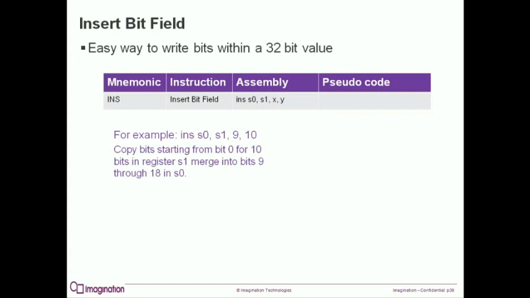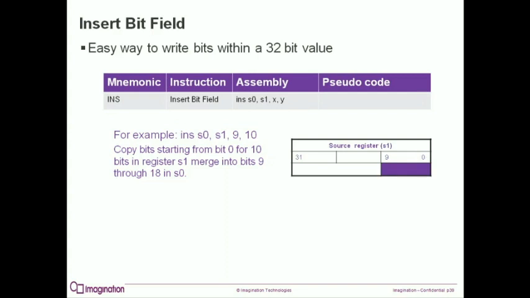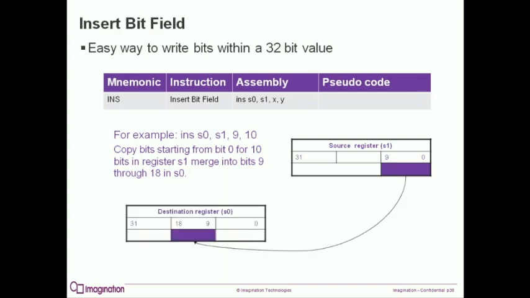So a merge of 10 bits into register S0 from register S1 starting at bit 9 has the assembly code of INS, S0, S1, 9, and 10. This would start a copy from bit 0 of register S1 to bit 9 in register S0 for 10 bits. The remaining bits would be unchanged.